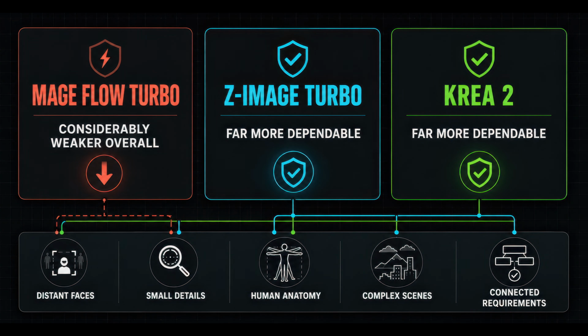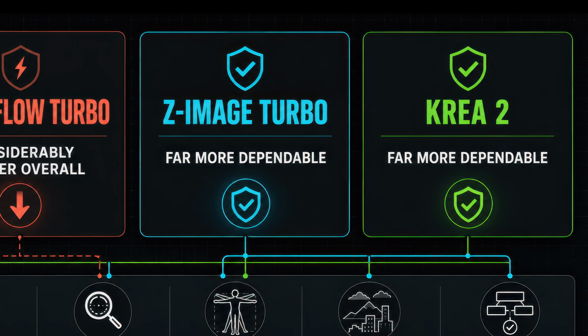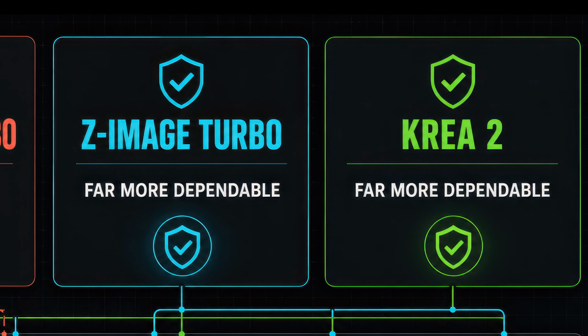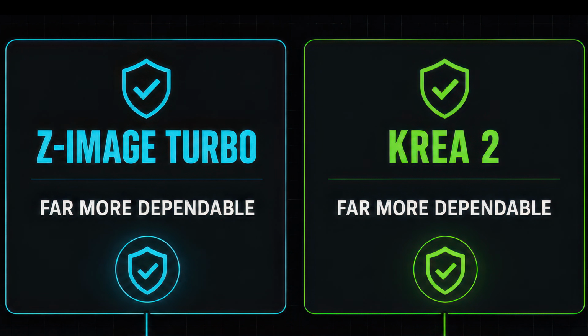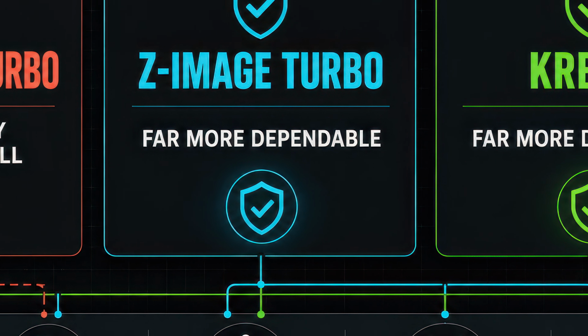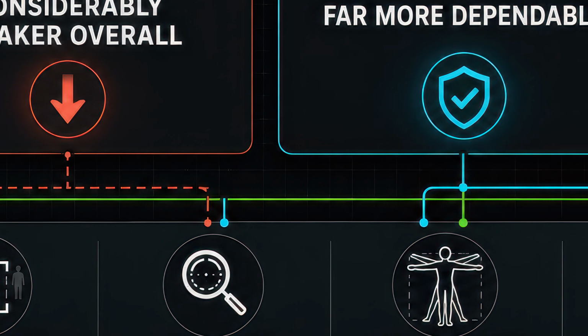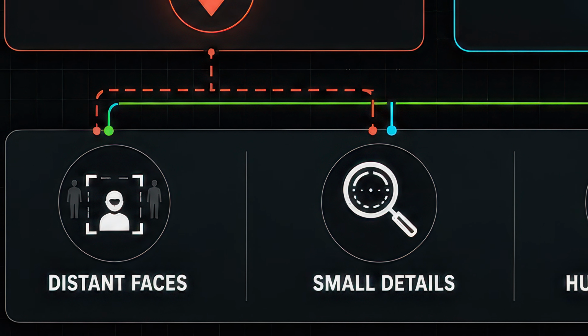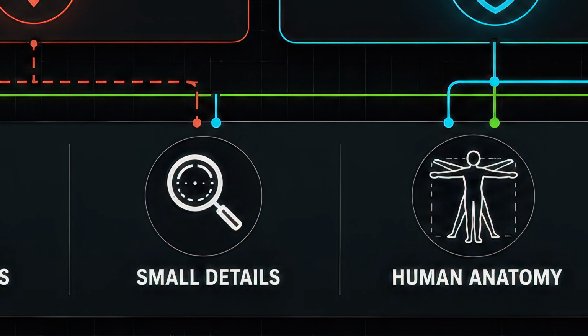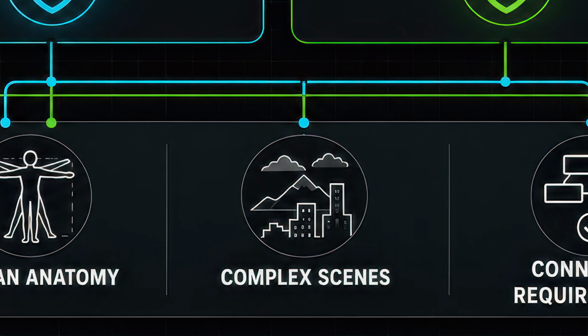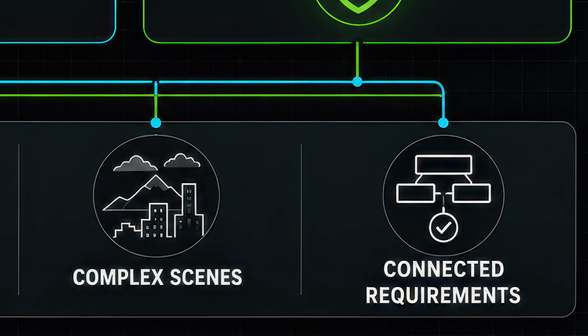To put this into perspective, Mage Flow Turbo is considerably weaker overall than Z-Image Turbo and Krea 2. Based on my experience with all 3 models, Z-Image Turbo and Krea 2 are far more dependable with distant faces, small details, human anatomy, complex scenes, and prompts containing several connected requirements.